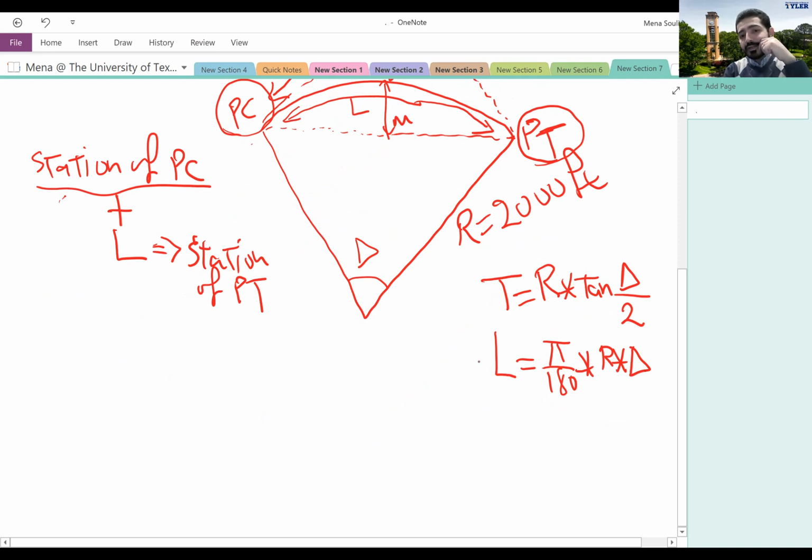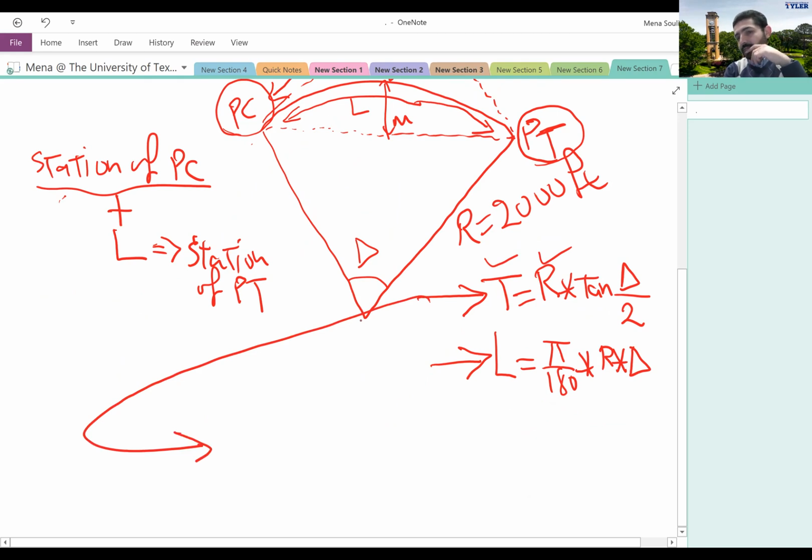If I start with this equation, I have two unknowns, the length of the curve and the delta, and I cannot do that. That's why I'm starting with the other equation. The tangent length is equal to the radius times tangent of delta over 2. The T is known and the R is known, that's why I can get the delta. So T is equal to 400, equal to the radius, which is 2000 feet, that was given to me, times tangent of delta over 2.